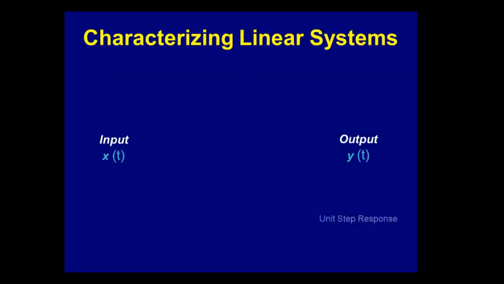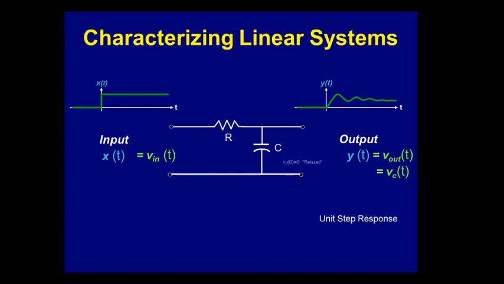I need a differential equation for this circuit. I'm going to put x of t as my input voltage. Y of t is going to be my output voltage. I'm going to start with the system relaxed, which means the capacitor initial voltage is 0 at time t equals 0. I'm putting in a unit step. I want to know what comes out. Let's solve that differential equation.